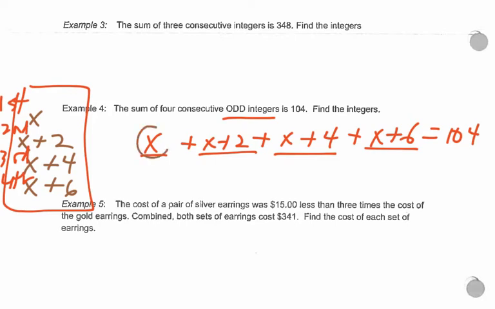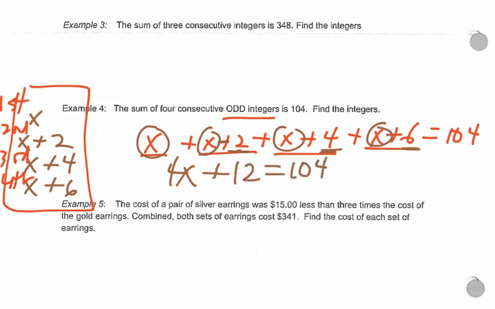We have 4x, and we have a couple constants here. Positive 2, positive 4, positive 6. We add those up, we get positive 12. So we subtract 12. We get 4x, continuing down here.